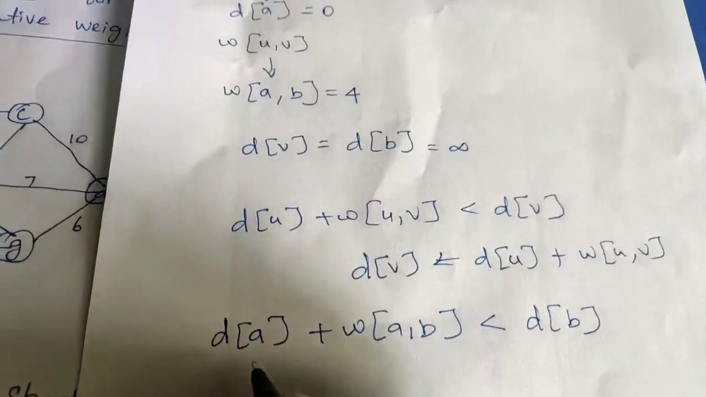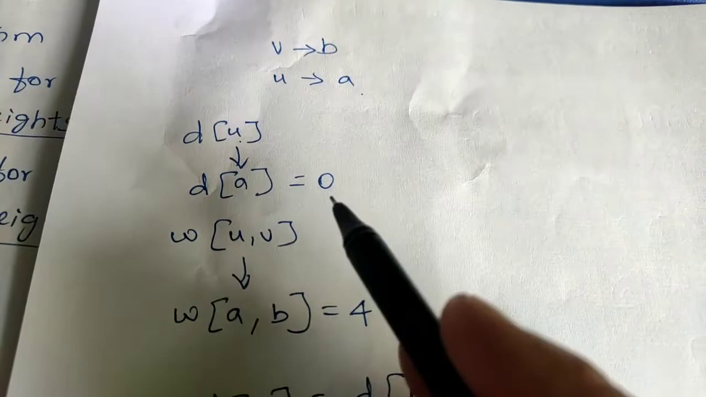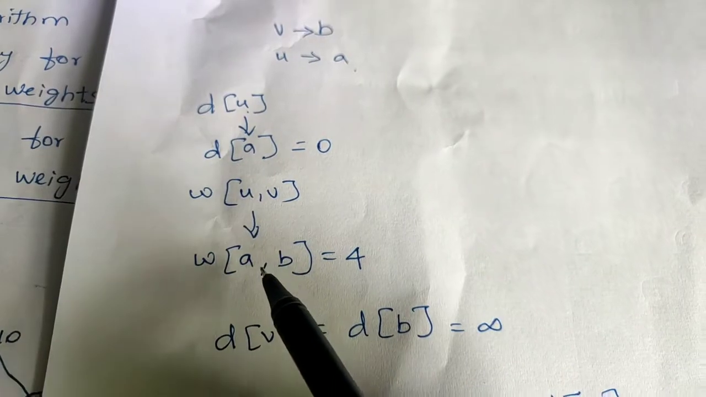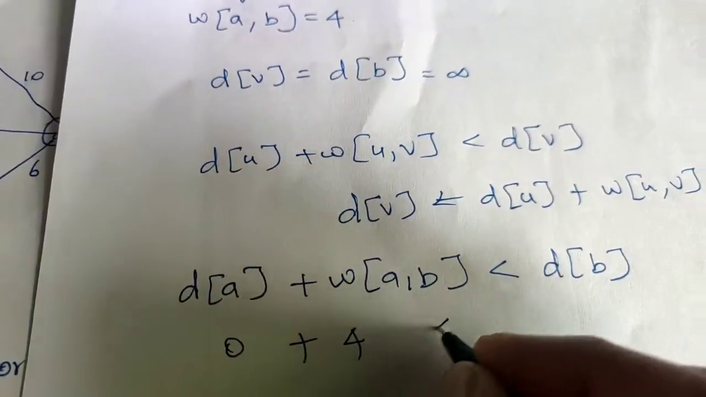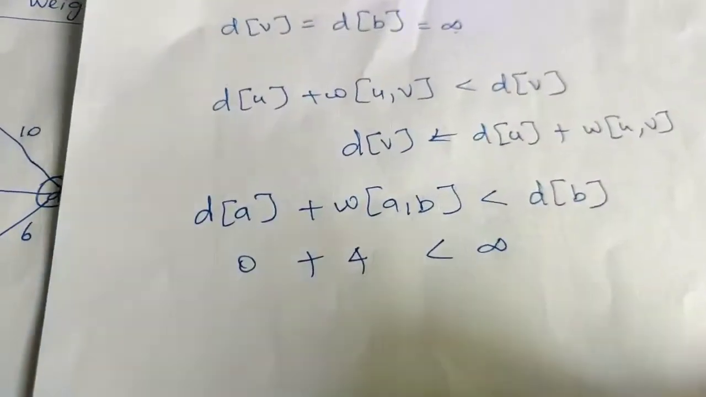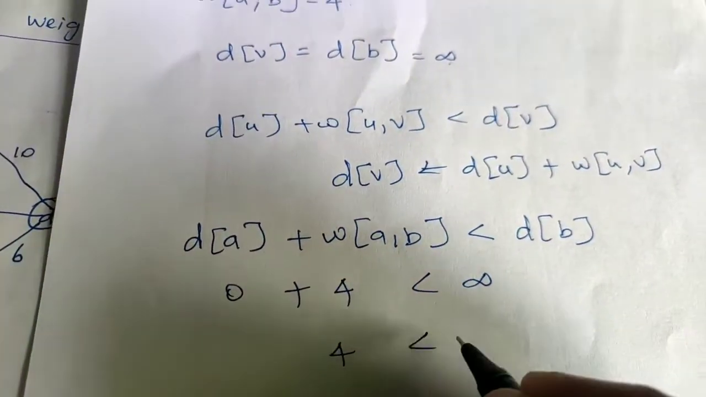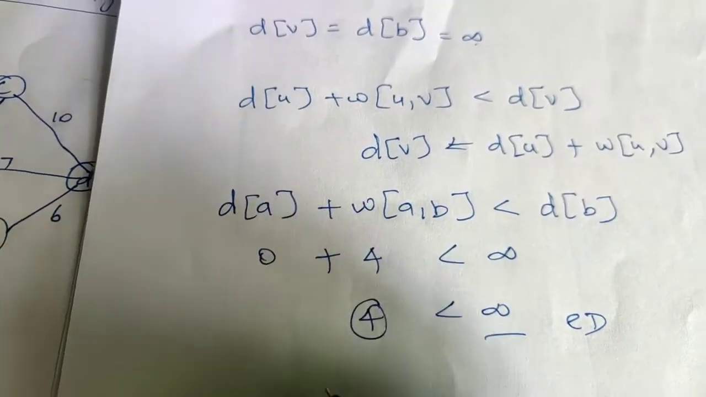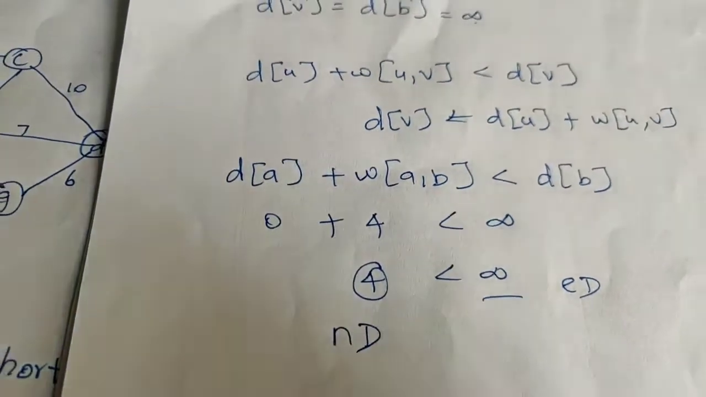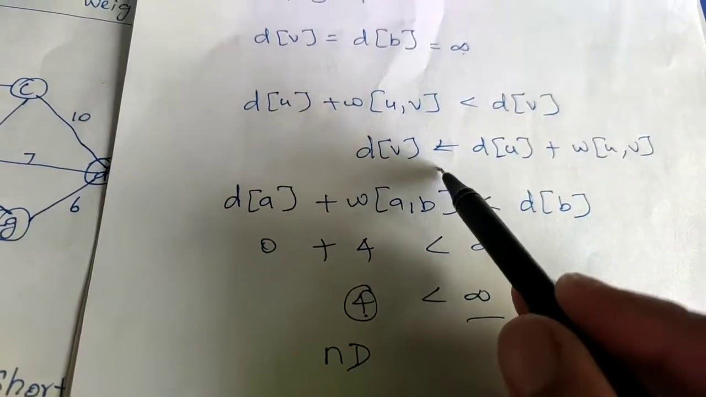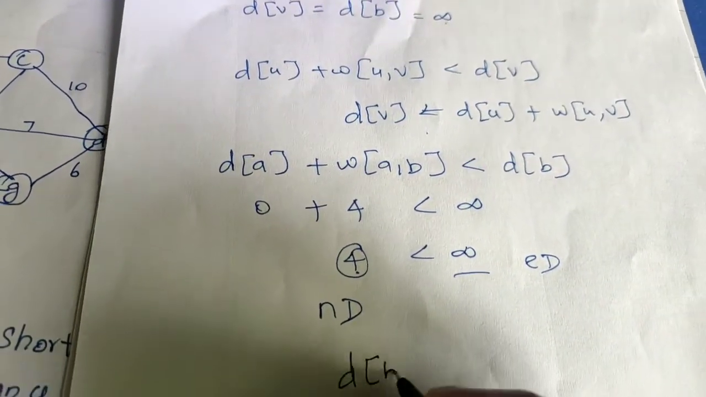I am just going to check what is the distance of A, 0. Plus what is the weight of the edge A to B? It is 4. What is the distance of B? I have initialized for the first time, before updating, infinity. Now you see 0 plus 4 is 4. 4 is less than infinity. This is existing distance. This is newly calculated distance. If this is less than this, what I need to do? Update the distance of B.